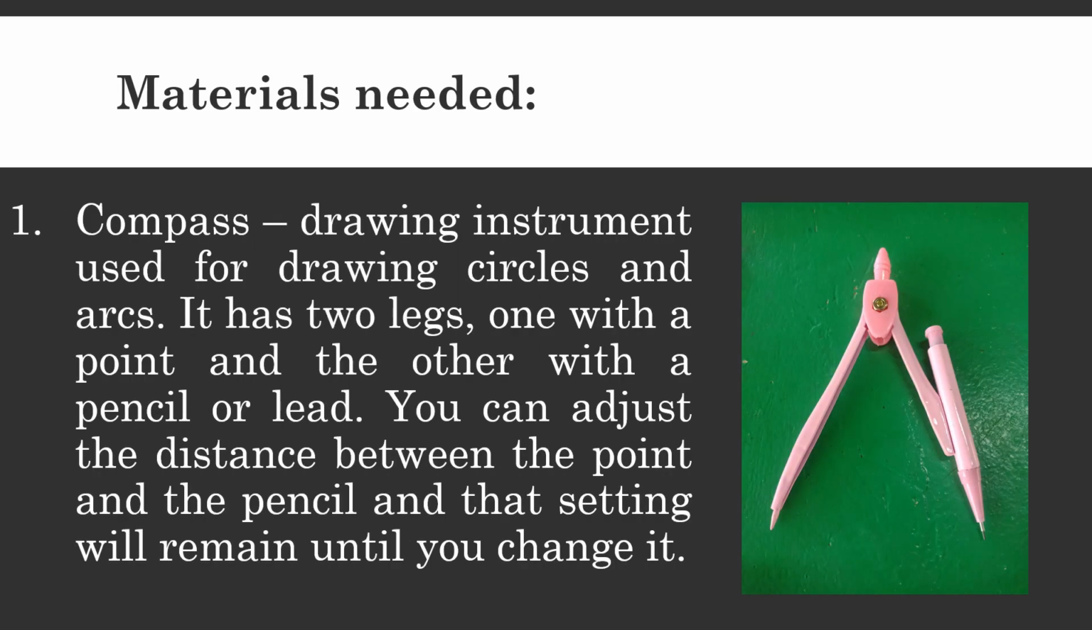The materials we need are, first, a compass. This is the picture of a compass, a drawing instrument used for drawing circles and arcs. It has two legs, one with a point and the other with a pencil or lead. This compass is my compass and it has a lead on it, but others have a pencil. You can choose any which you want. You can adjust the distance between the point and the pencil, and that setting will remain until you change it.